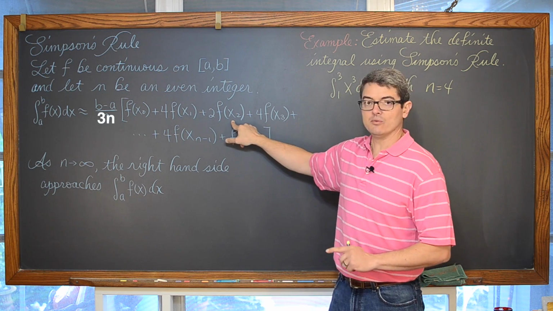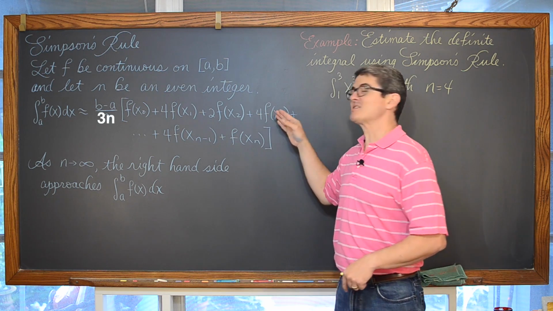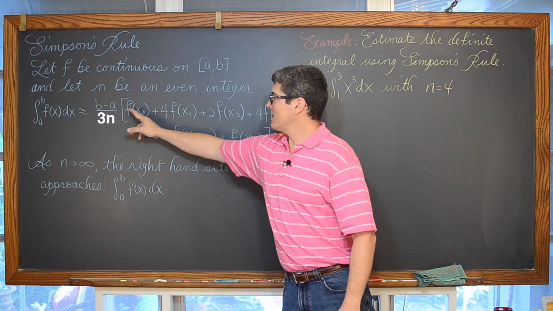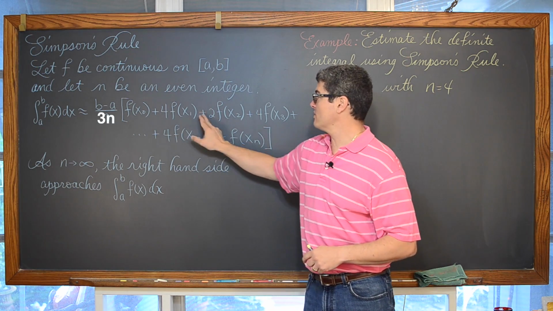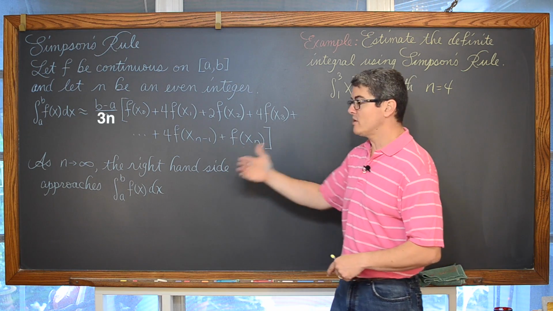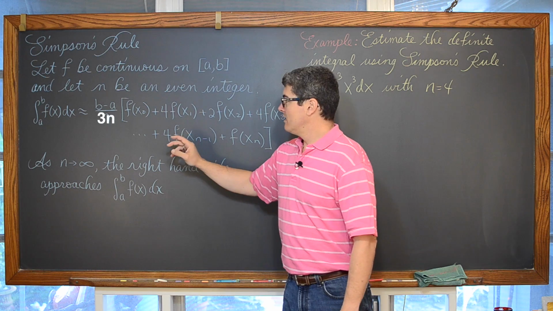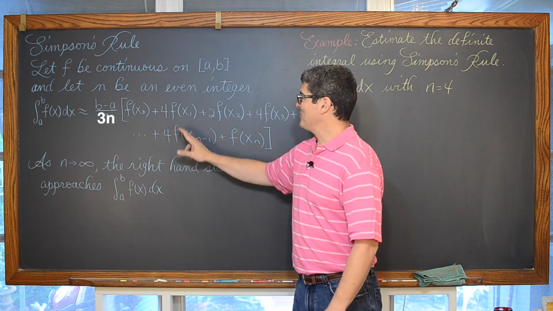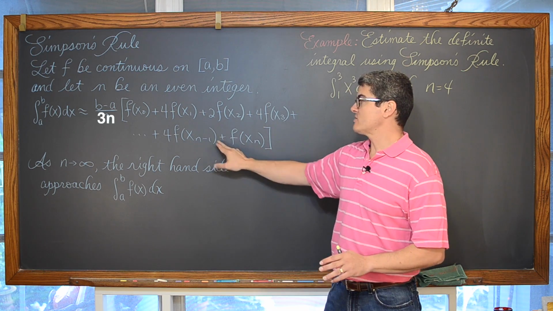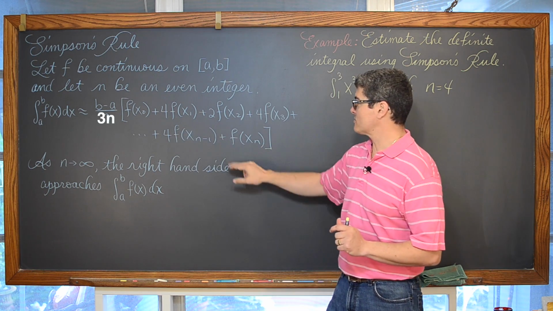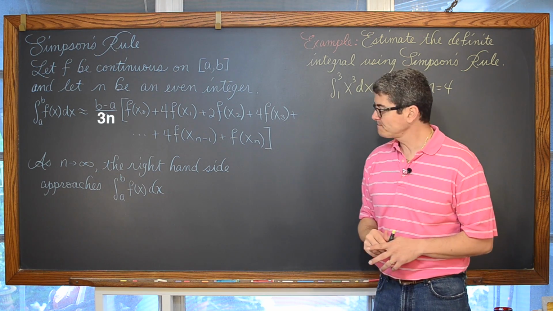2 times f of x sub 2, then go back to 4 times f of x sub 3. And again, your first coefficient is 1, and now it's going to flip-flop or cycle back and forth between 4, 2, 4, 2, 4, 2, and then as you get to the end of this sequence of addition that you're going to write out, we have 4 times f of x sub n minus 1, and that's going to be your last coefficient just before your last term, which has a coefficient of 1 again, plus f of x sub n.